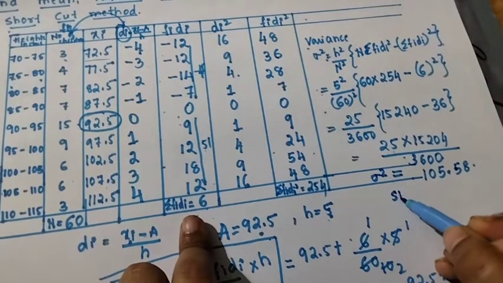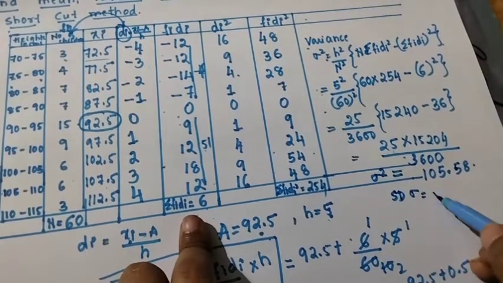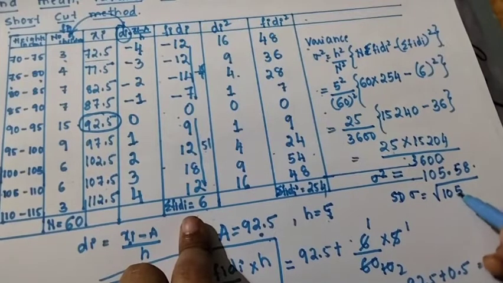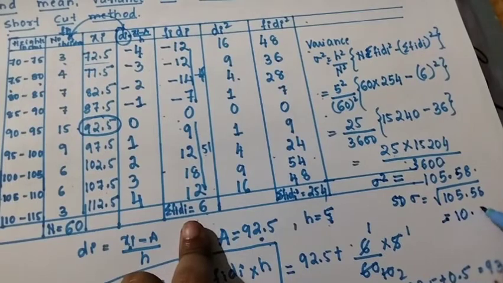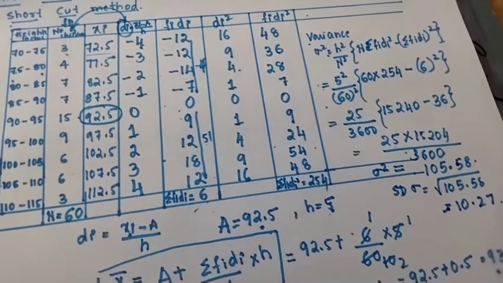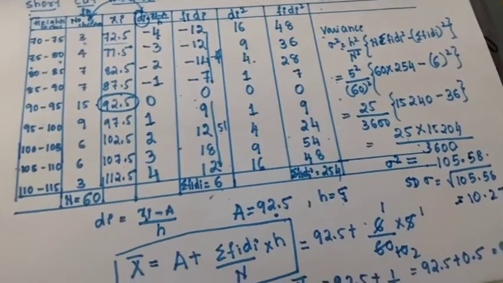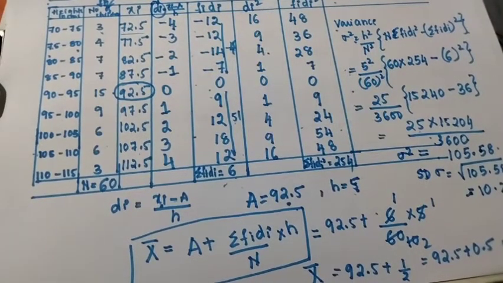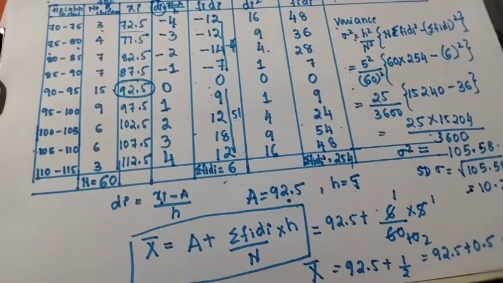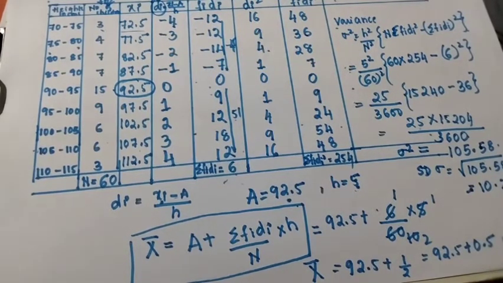If you want the standard deviation, it is the square root of 105.58, which is equal to 10.27. Okay, so this is one more way of calculating mean, variance and standard deviation. You can either use the first one which I taught you, or if they particularly ask you to use the shortcut method, then you have to go for this method. Otherwise choose whichever is easy for you.